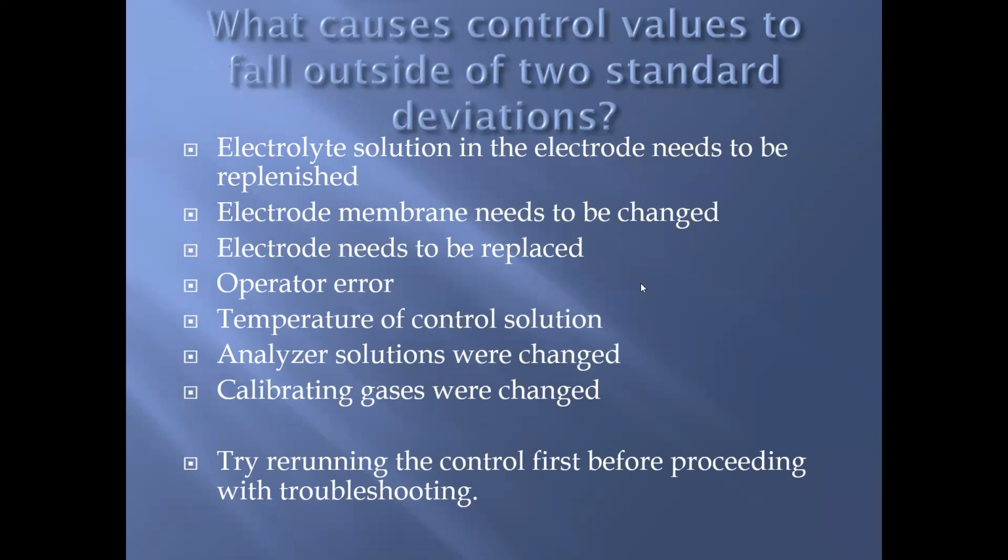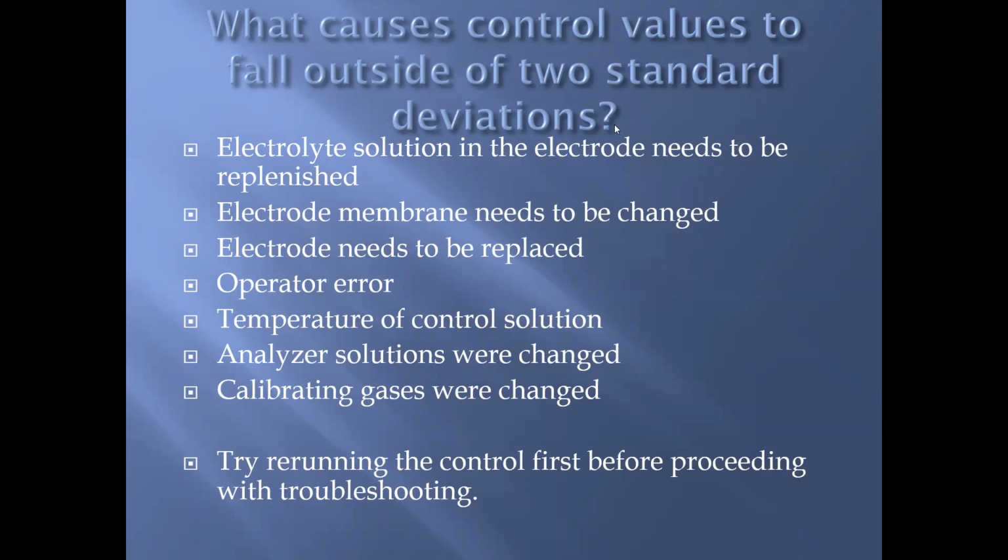Here's a list of things that can go wrong and make the controls not work well. Doesn't it seem obvious when you go through the list? Like, all right, so if I saw any of these on a multiple choice question, I think I could figure it out.